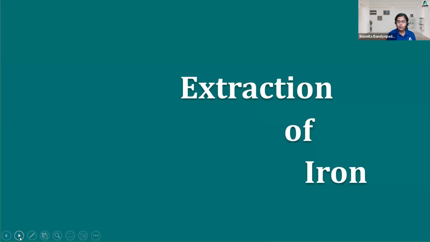Students, actually, I didn't want anyone to miss the Ellingham diagram because I can see people slowly joining. Now let's complete metallurgy today.